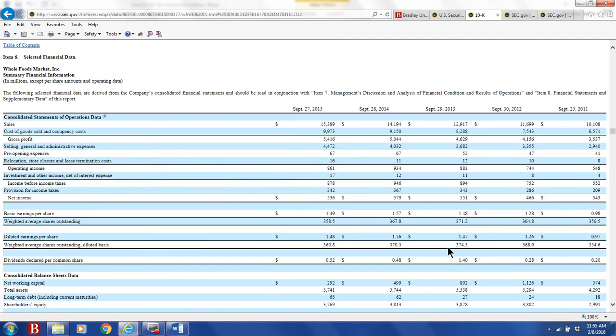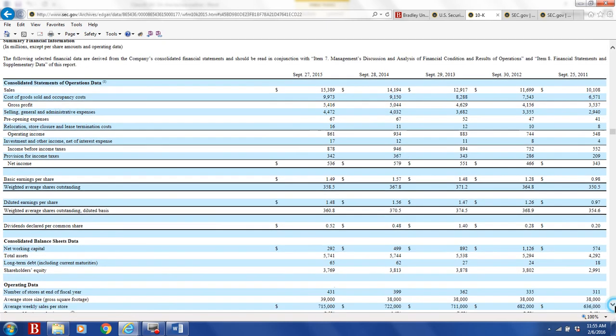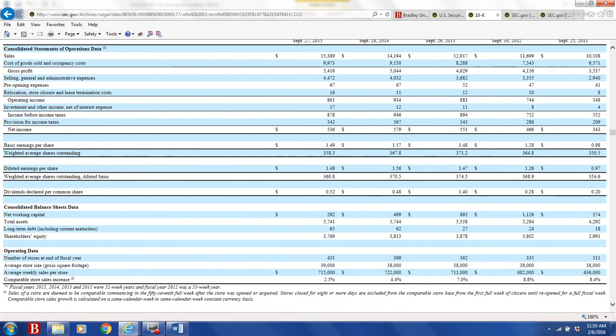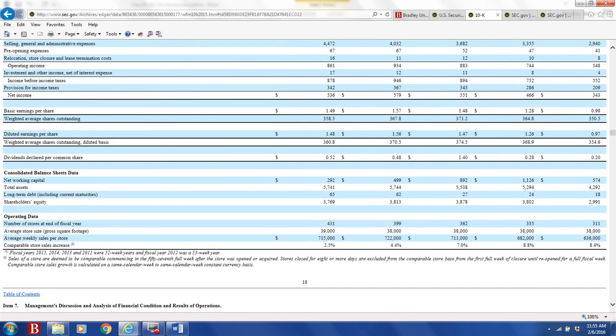Back to the table of contents. There's a section called Selected Financial Data. This isn't the whole set of financial statements, but rather just some key information. One thing that's kind of interesting is this line here that talks about comparable store sales. This would be the change in sales for stores that have been open more than a year.